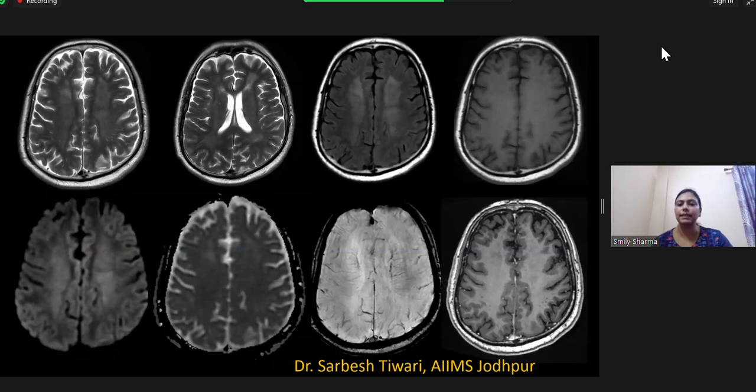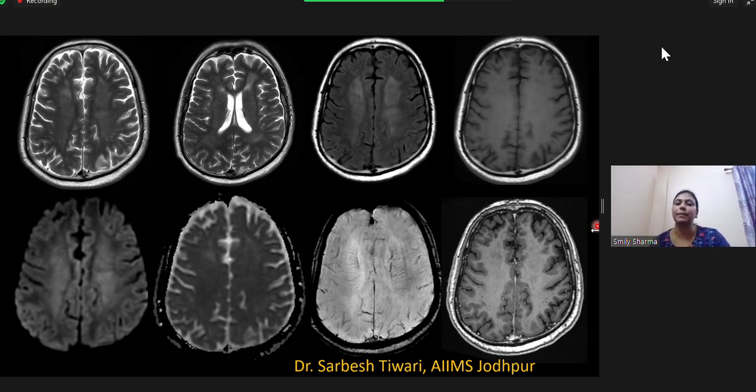So this is the case. Everyone can post whatever they are thinking, their diagnosis. Is the patient's condition a leukodystrophy, or is it a mimic? Is it a hypomyelinating or demyelinating leukodystrophy? Yes, so someone has posted it is AIDS-related demyelination.